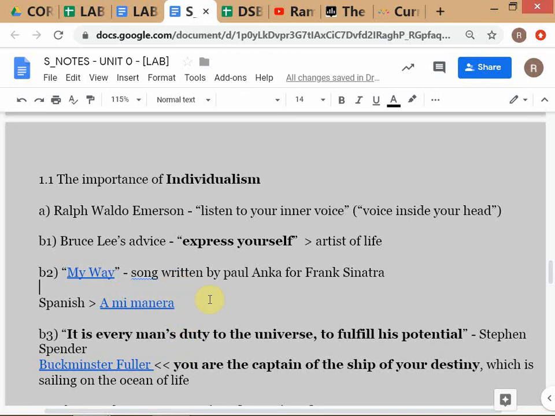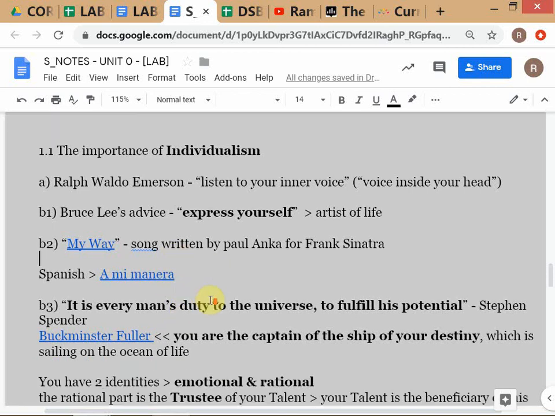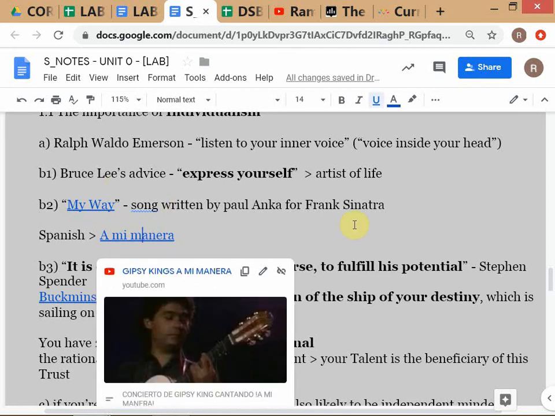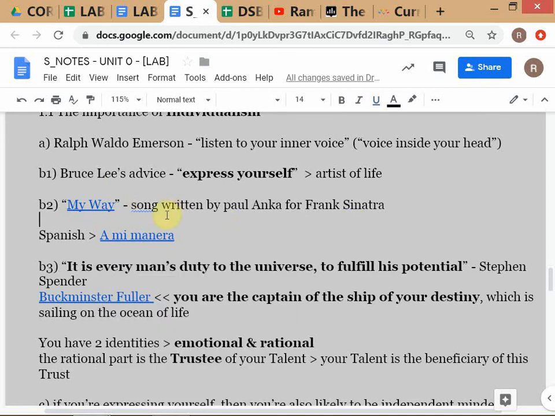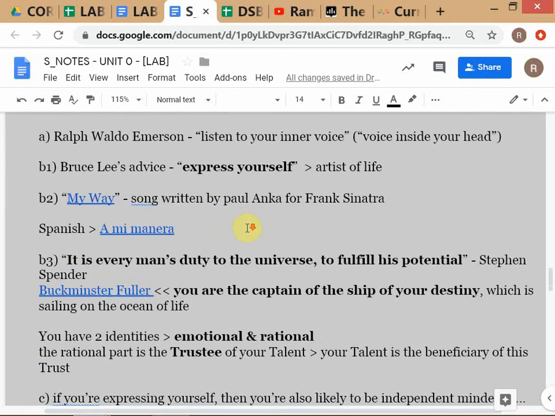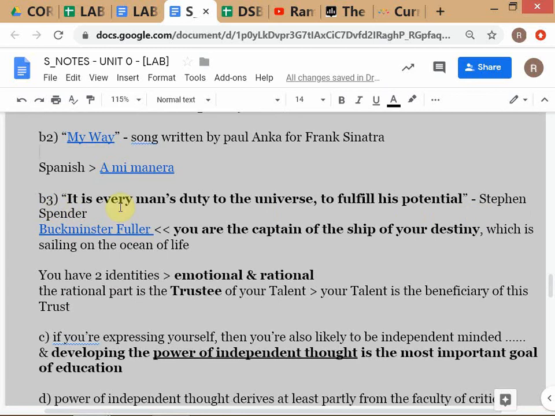Okay, so you live your life making your own mistakes, not other people's mistakes. And this is the Spanish version of the song, quite nice. You can listen to it, Gypsy Kings. Okay, so you can look at the lyrics of this song. Same concept, individualism, and some other points which I think are very important.